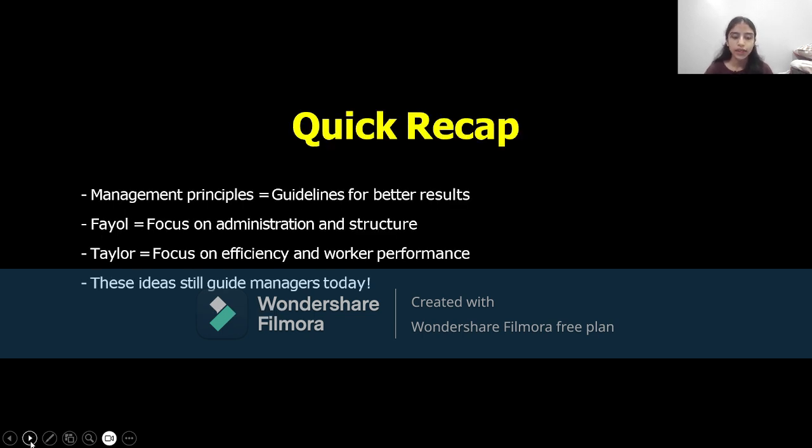So here's a quick recap. Management principles are practical, useful, and still relevant. Fayol talked about structure and top-level tasks, whereas Taylor focused on efficiency at the ground level. Together, they laid the foundation of modern management. In the next lecture, we will begin by studying Fayol's 14 principles of management in detail. These ideas will give you a strong base for understanding how managers think and act in real organizations.